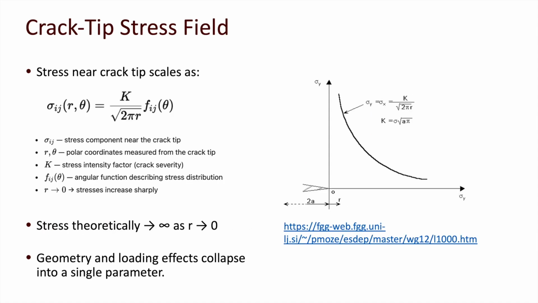One of the most remarkable results of LEFM is the universal form of the crack tip stress field. Near the crack tip, the stress components follow an asymptotic relationship that varies with the inverse square root of the distance from the tip. In this expression, sigma_ij represents the local stress components, while r and theta are polar coordinates measured from the crack tip. The parameter K is the stress intensity factor, which controls the amplitude of the entire near-tip stress field. The angular function f_ij(theta) describes how the stress varies with direction around the crack tip.